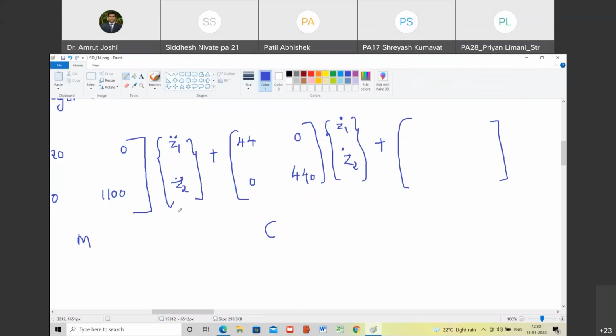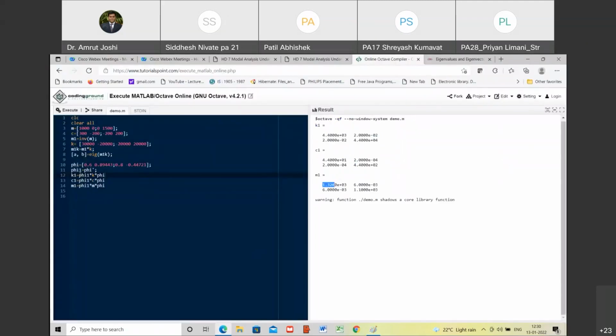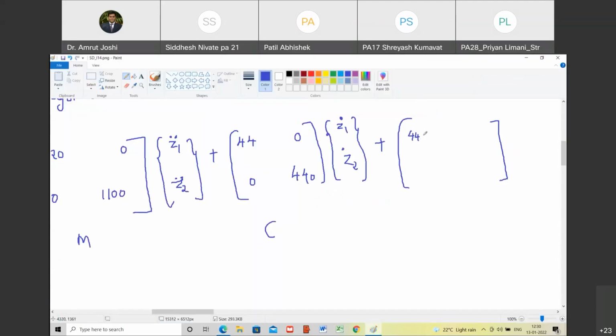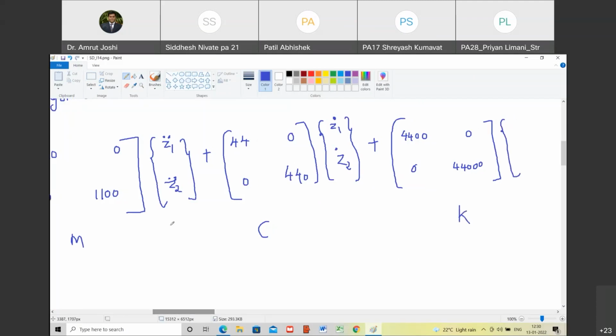Mathematics never walks on a straight path, so I am writing it inclined. Next, what is the K matrix? 4400, and here 44000, and 0, 0. This is the generalized K matrix. This is the generalized acceleration, generalized velocity, and generalized displacement, Z1, Z2. Happy? Yes, sir.